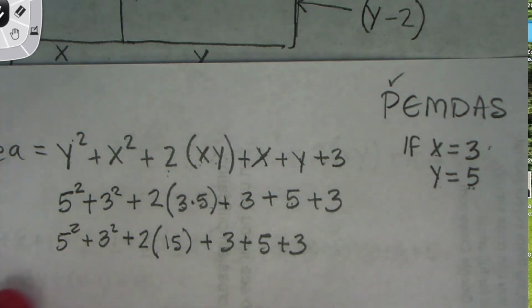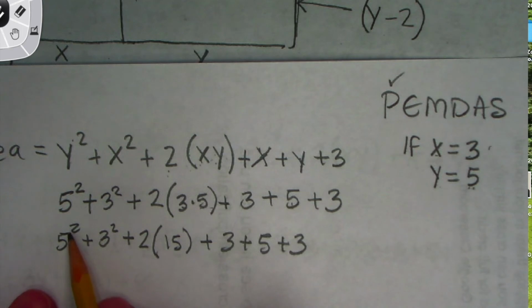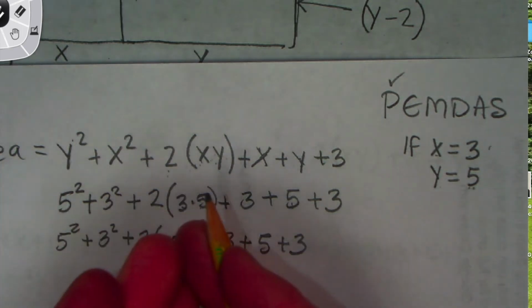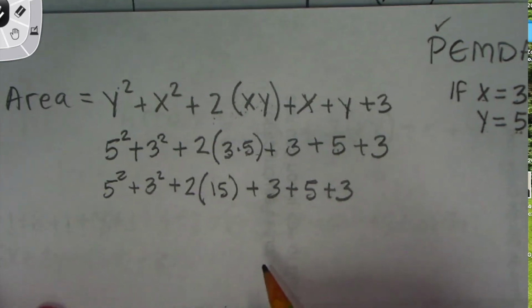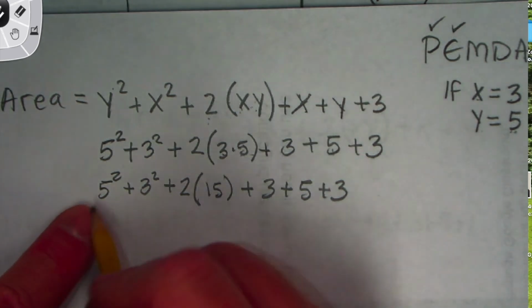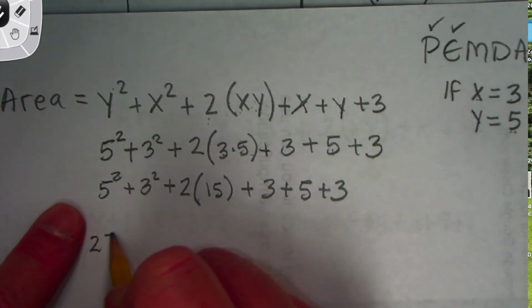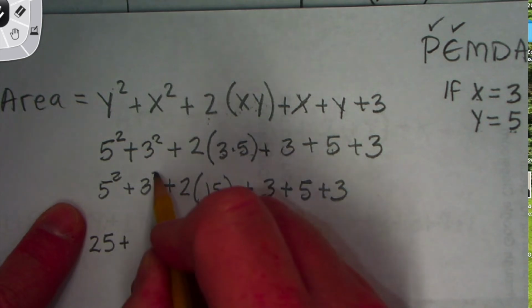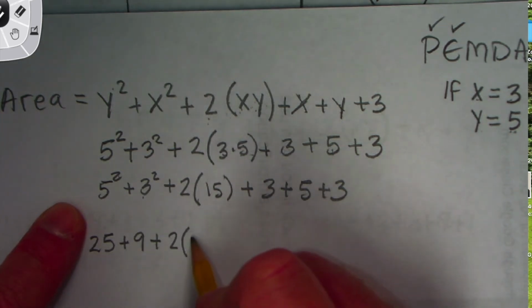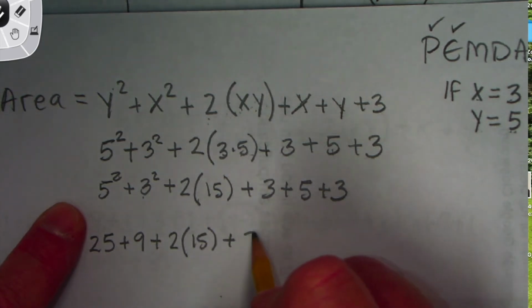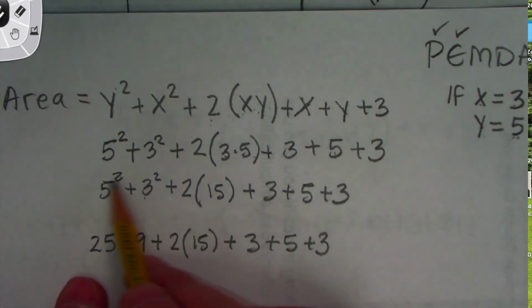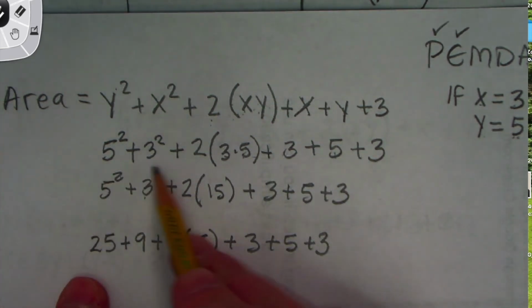Now, are there any exponents? Yes, there are, right here and right here. Now, when there's 2 exponents, we just go from left to right, all right? We're going to do our exponents. It's like a little checklist. 5 squared, that's 25, plus 3 squared, that's 9, plus 2 times 15, plus 3 plus 5 plus 3. Everything stays the same except for the one thing I'm solving for, which in this case is exponents.